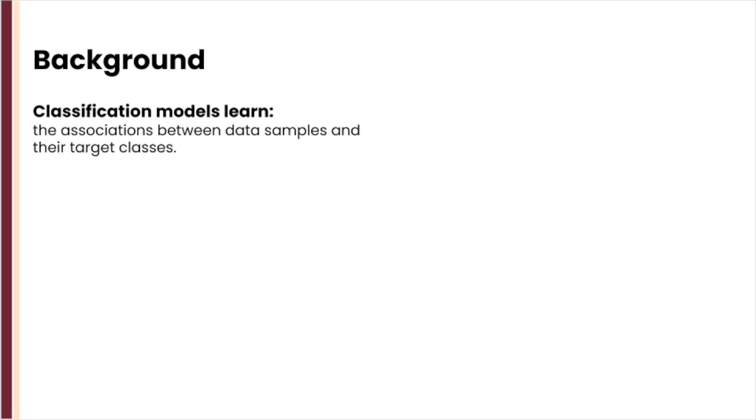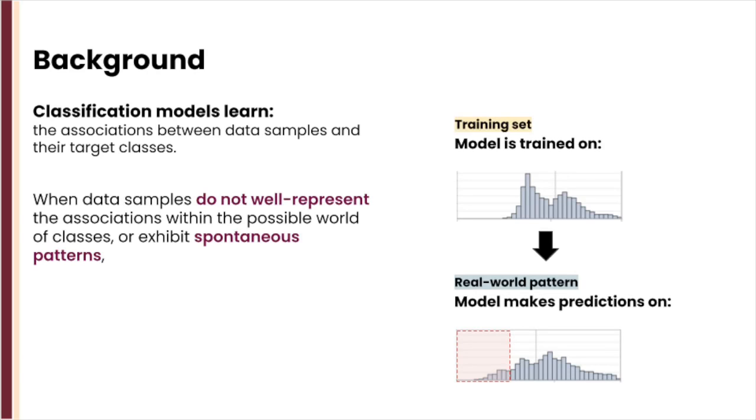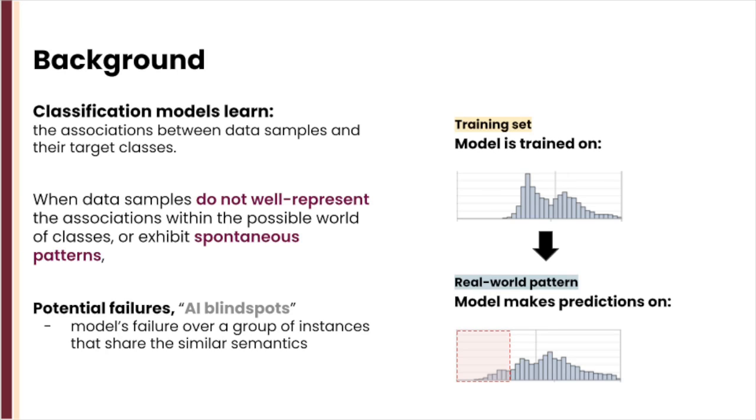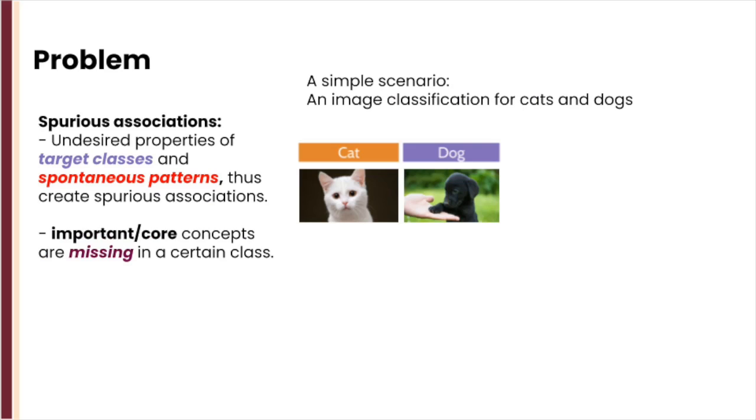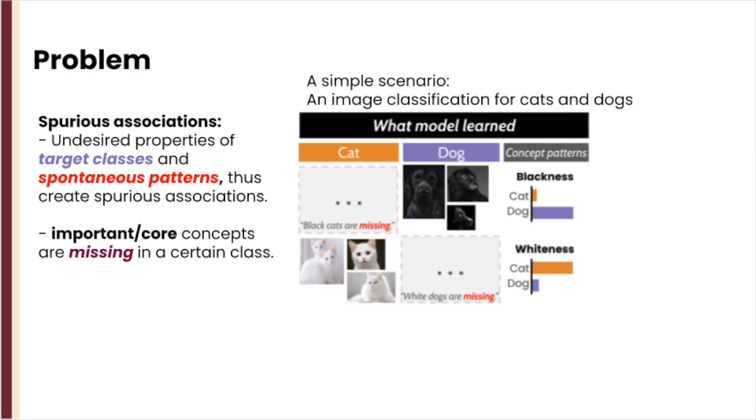Classification models learn from data to generalize the associations between data samples and their target classes. But when data samples deviate from real-world cases or exhibit spontaneous patterns, this process can easily lead to spurious associations, thus generate systematic errors. Take a simple scenario of an image classification model to predict whether each image contains cats or dogs. Suppose this model was trained with a data set where important patterns are missing, for example, whiteness or blackness from a certain class.